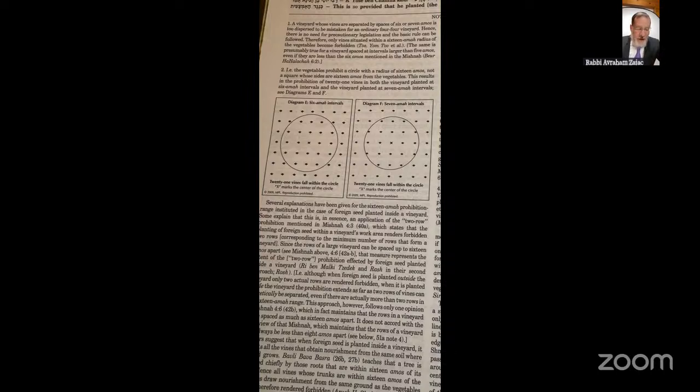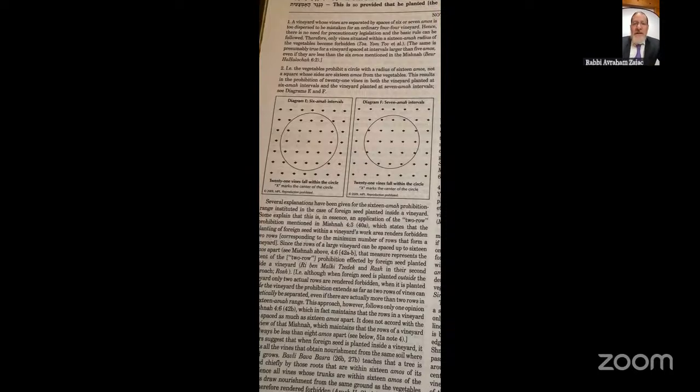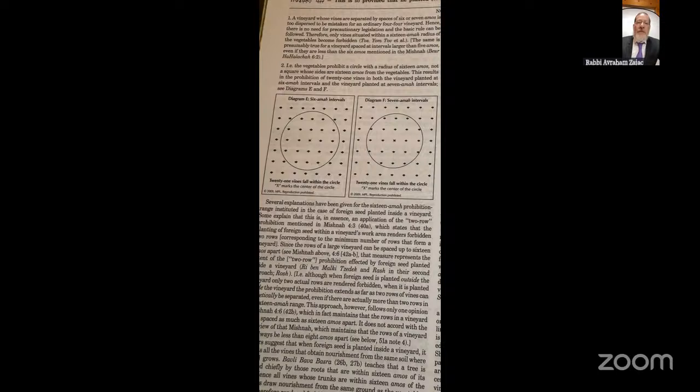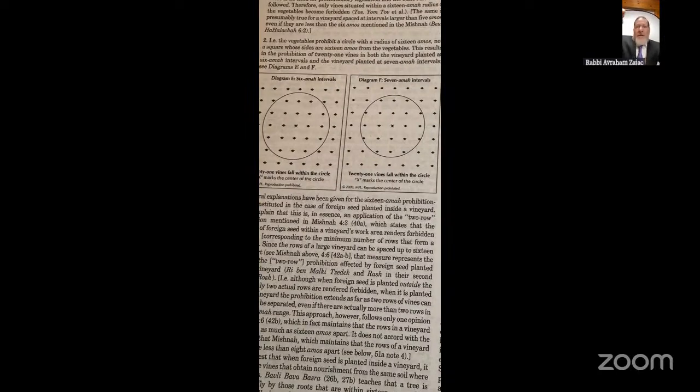That on diagram E, the circle goes beyond the peripheral vines. It goes beyond it, but it doesn't go beyond it enough to include even the next row. When you have 7x7 intervals, then the circle mamash borders the outer part of the peripheral 21. So that's another nuance, right?